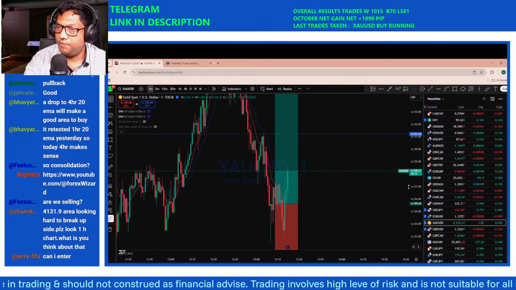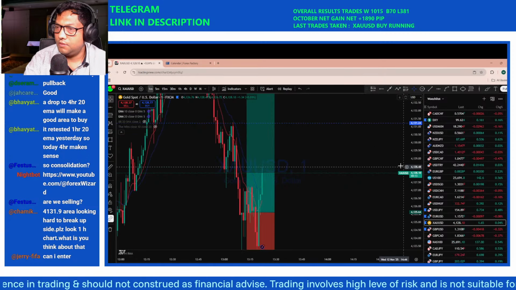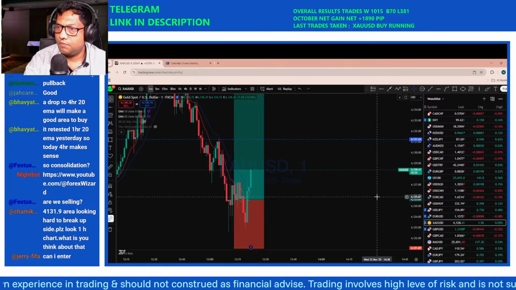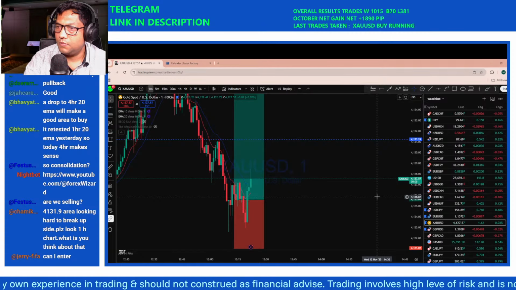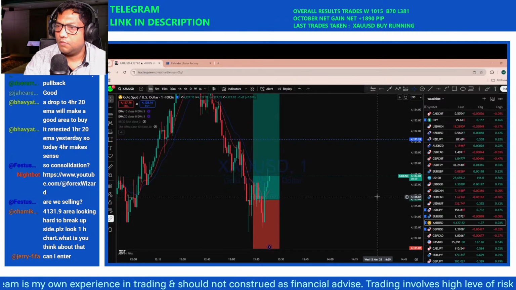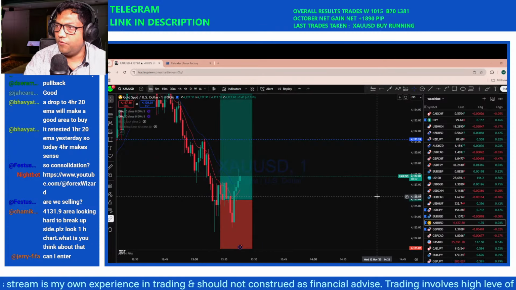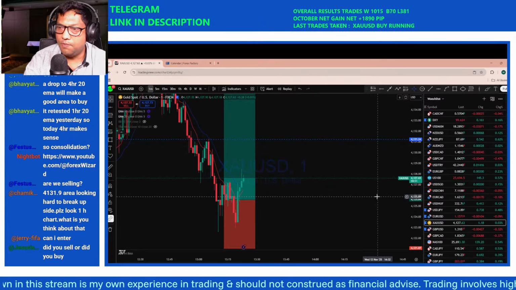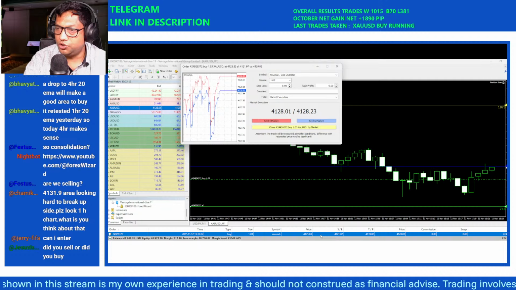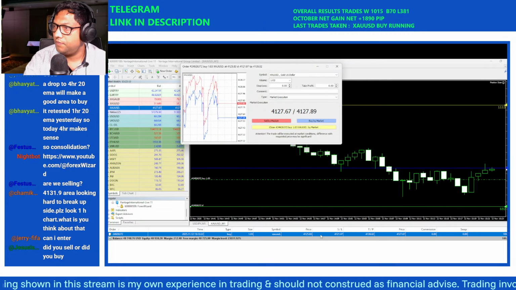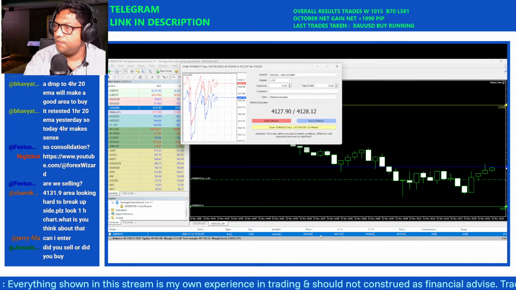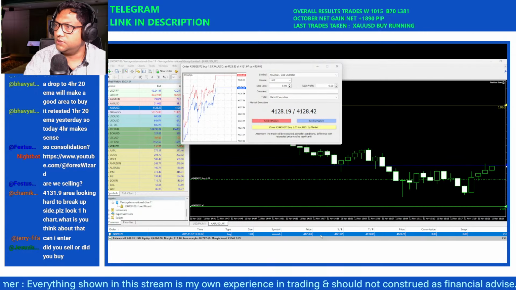And looking forward to see it going to 4131 or above. It's a buy trade. It's a bullish trade. See that? Running in. I'm running in to 1%.